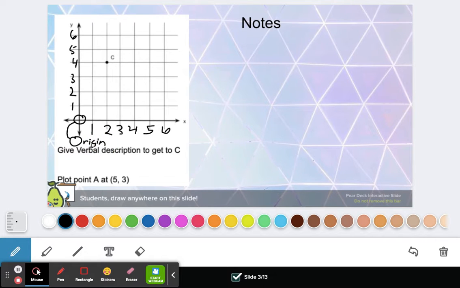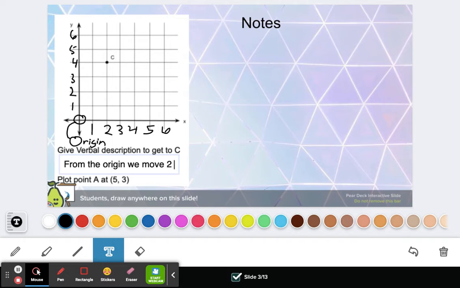Okay, so now it says down here, give a verbal description to get to point C. So what we need to do is look at what's going on. If I were to give my verbal description or write my sentence, because that's what it's asking for, I always start at the origin, okay? So we're going to write from the origin, we move 2 units, right? Because it's 1, 2 units, and we move to the right side.